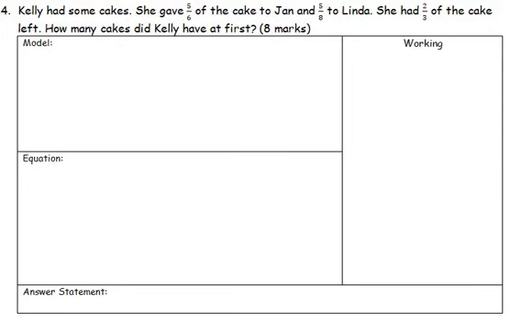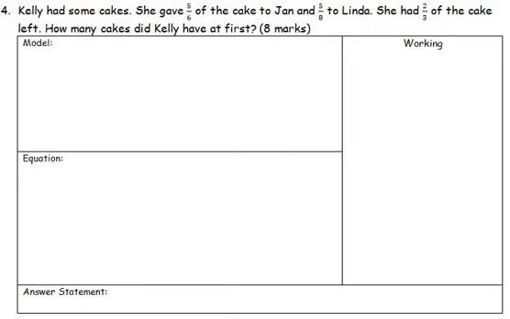Let's just read the sentence carefully. Kelly had some cakes. She gave 5 out of 6 of the cake to Jan, and then 5 out of 8 to Linda, and she had 2 out of 3 of the cake left. How many cakes did Kelly have at first?